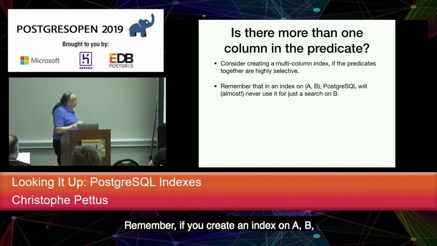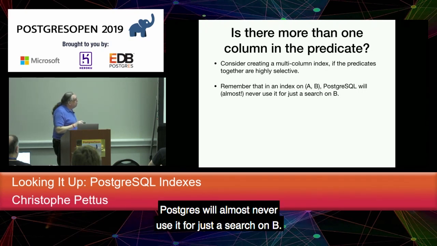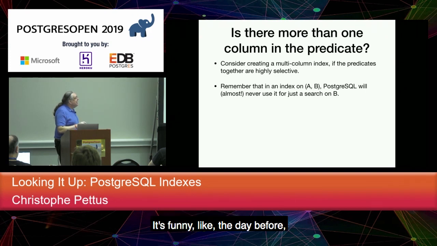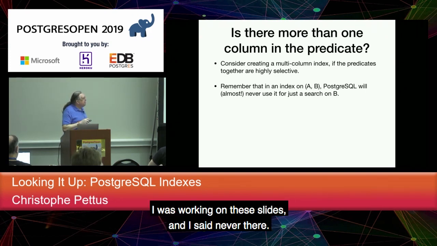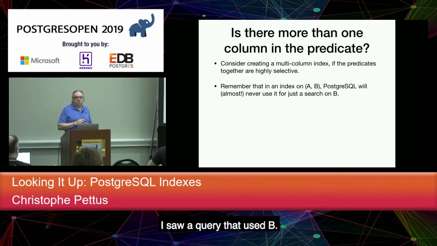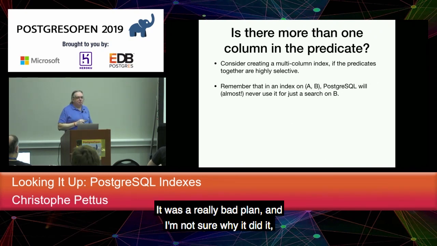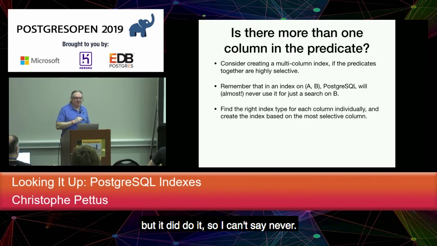Remember, if you create an index on A, B, Postgres will almost never use it for just a search on B. It's funny, the day before I was working on these slides and I said never, I saw a query that used B. It was a really bad plan, and I'm not sure why it did it, but it did, so I can't say never.